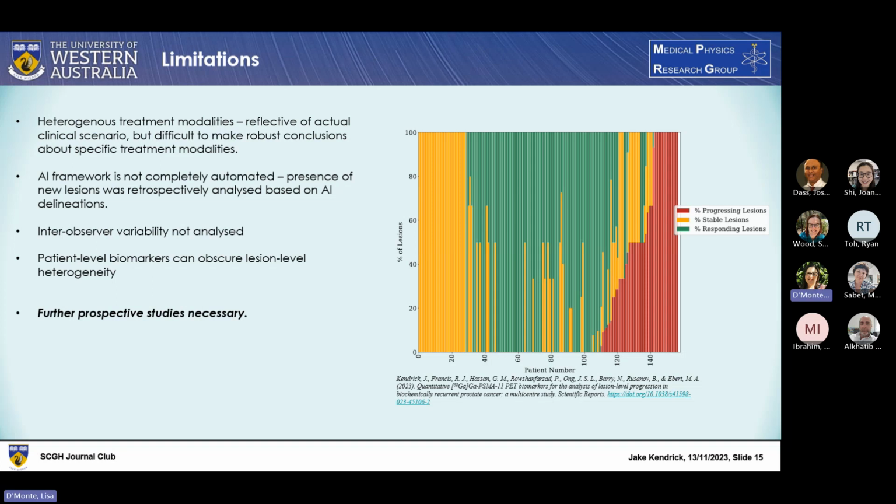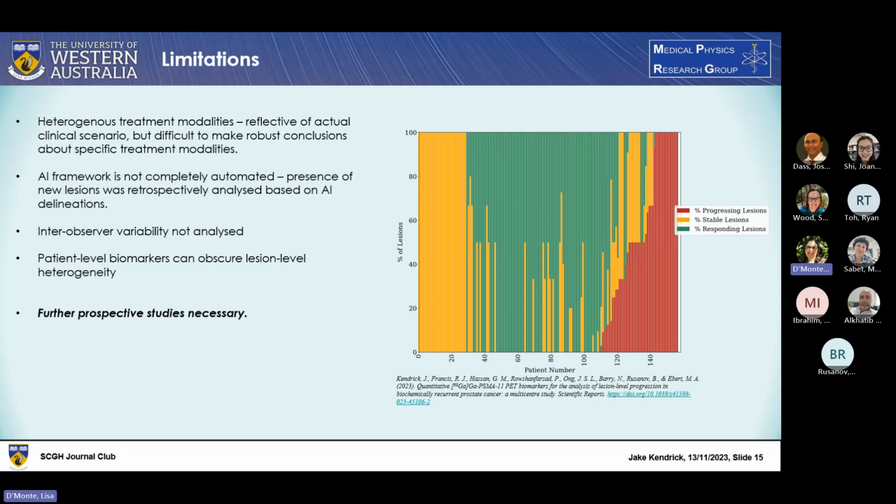As I said, the AI framework was not completely automated. While we did use the AI delineations exclusively to determine the presence of new lesions, we still had to check if there were new lesions between those two scans. So one clear pathway of future work here would be to use advanced registration algorithms to match the baseline and the follow-up images to each other, and then we can automatically determine if there are new lesions or not between those two scans rather than having to manually check ourselves. So that would be something that we'll be looking at doing in the very near future.